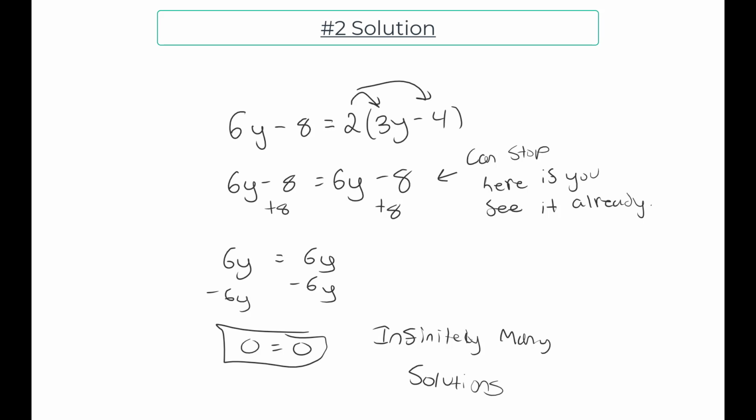The solution to the second problem: important to note that at the second line, as soon as we get 6y minus 8 is equal to 6y minus 8, we could stop there if we saw that this was the same thing on the left side is equal to the same thing on the right side. That already tells us it's infinitely many solutions.